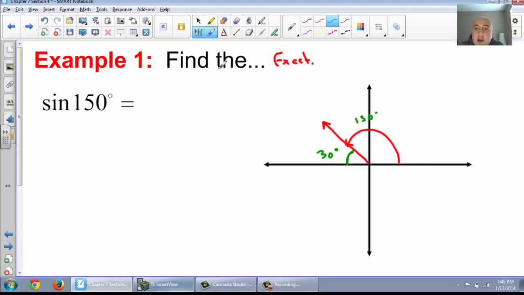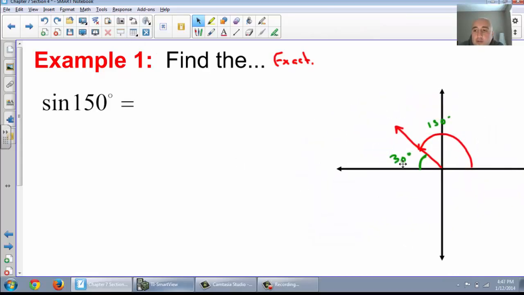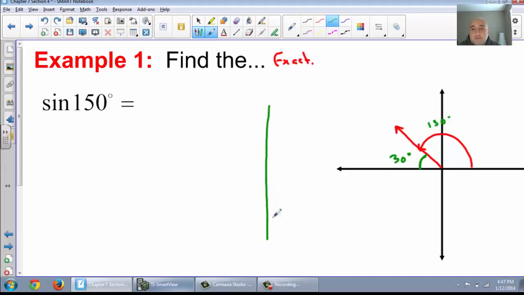Okay, so we are using, oops, wrong thing there. So we are using which one of our three triangles, the 30, 45, or 60? Well, this is a 30 degree angle. So we are using our 30 degree triangle in which quadrant? Okay, hopefully you see that we are in the second quadrant. So I'm going to draw my right triangle in the second quadrant on the label of the 30.